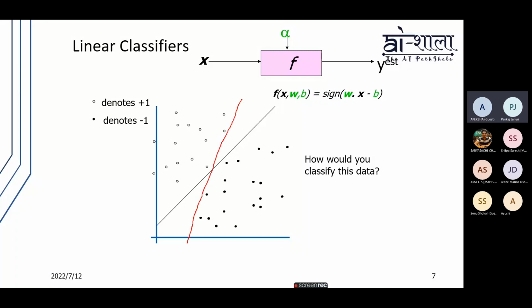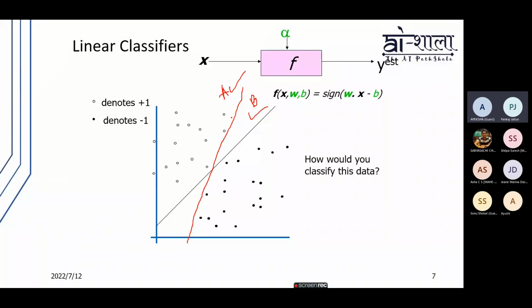This is one line. So what do you suggest? Is this a good classifier or is this a good classifier? This is A and this is B. So is A a good classifier or is B a good classifier? Anyone? B. B is a good classifier, right? B is a good classifier. Why?